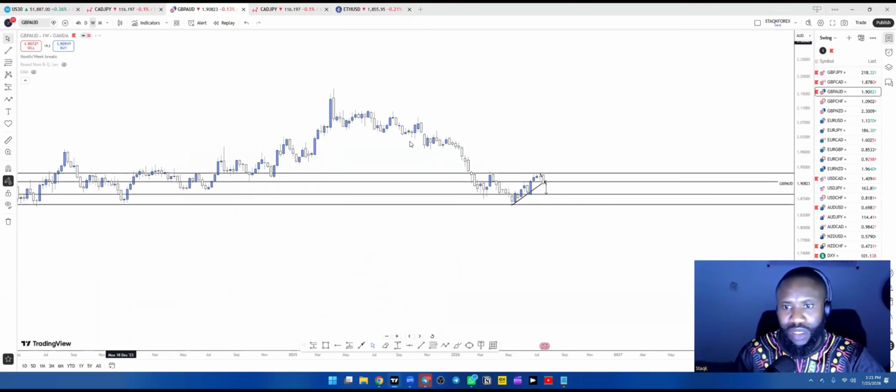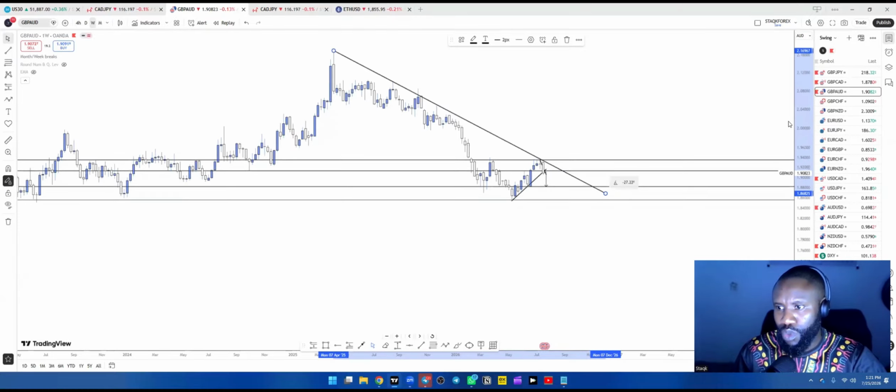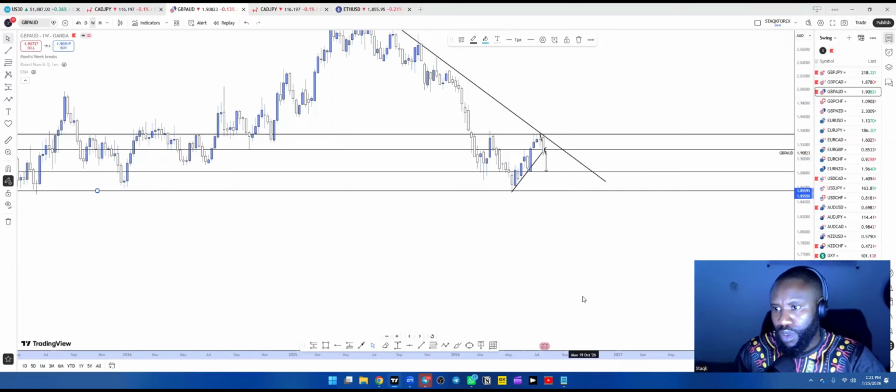On the weekly time frame, we have the same thing. If you look at it very well, you discover that this is a trend line. The touch of a trend line means that price is heading down. So that means price is definitely going to come into this region of 1.85595.